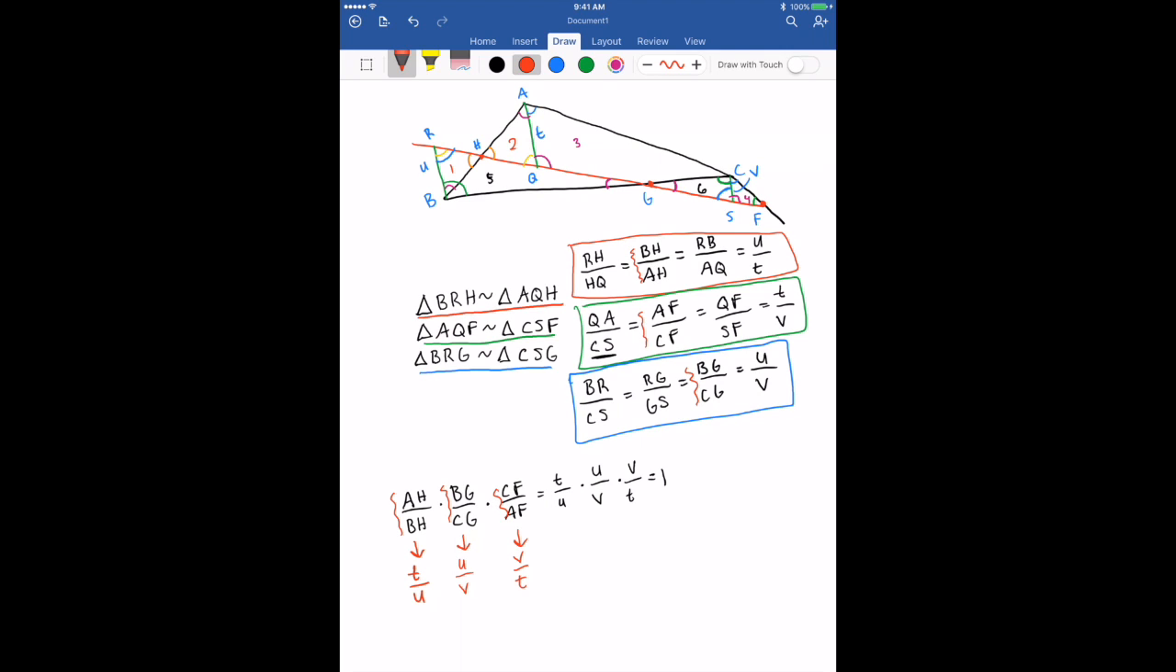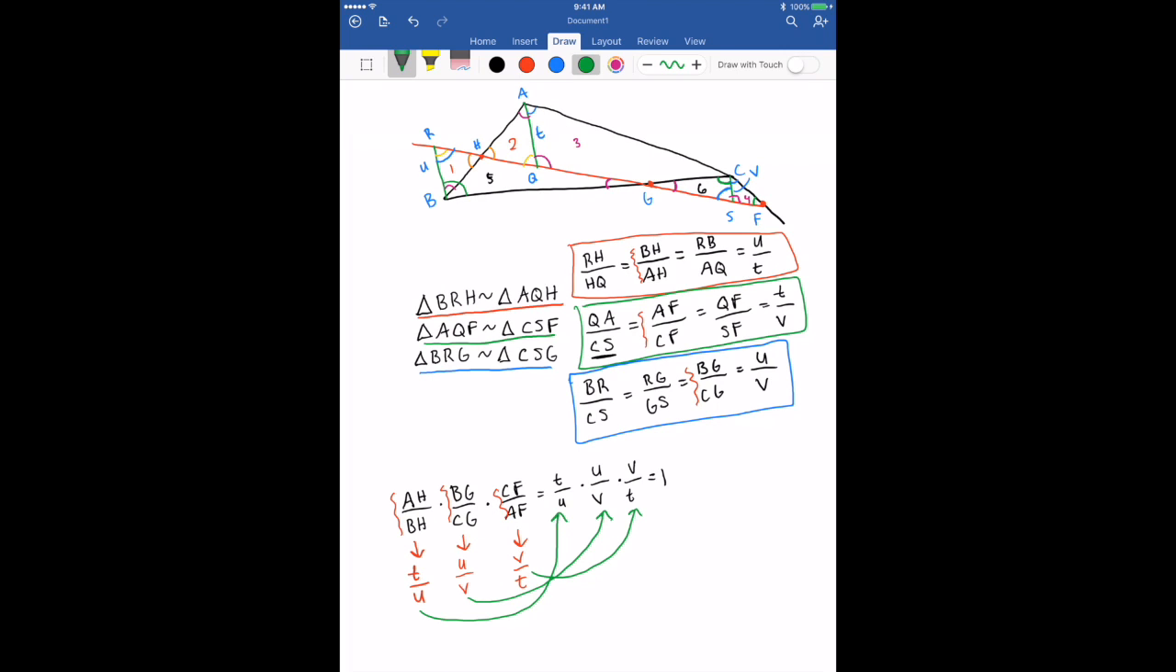And if you notice, we have found what we wanted to find. So we have this T over U going here. This U over V is going here. And this V over T is going here.